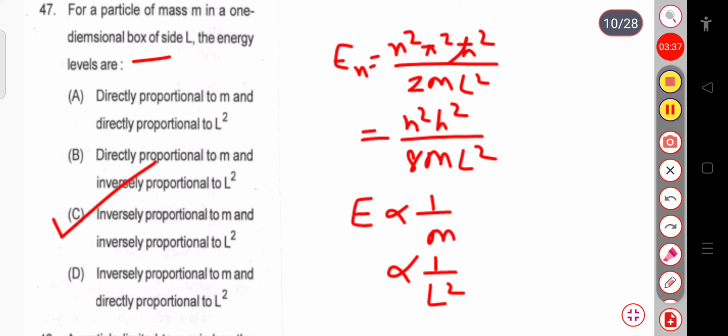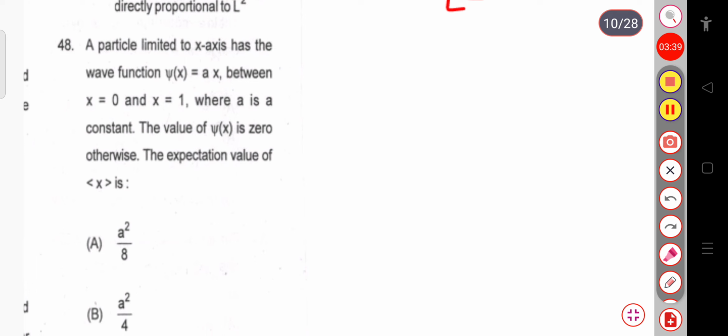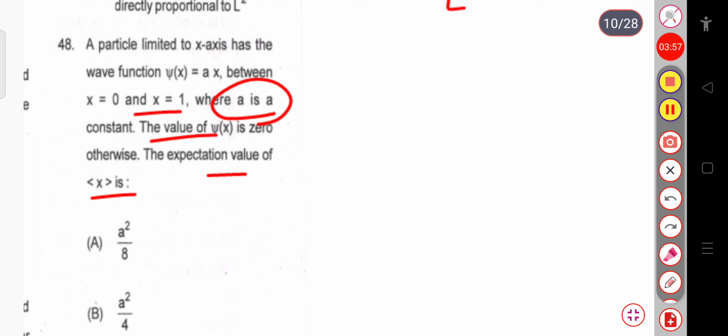Okay. Now let us see the next question, question number 48. A particle limited to the x-axis has a wave function psi of x equal to ax between x equal to 0 and x equal to 1. Here a is the constant. Psi of x is 0 otherwise. You have to calculate the expectation value of x.